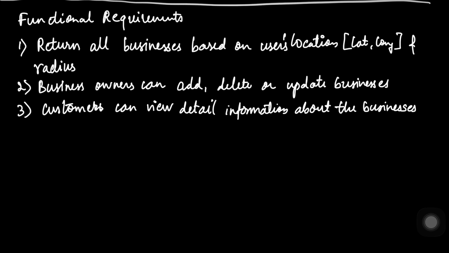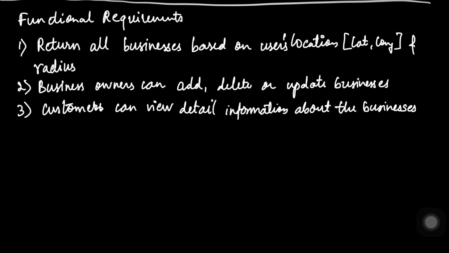The third functional requirement would be the customers, which when they click on particular businesses, let's say there is a customer who comes on the application, selects his radius, and based on his latitude and longitude, we find all the businesses near to him. Once he finds all the businesses, let's say he clicks on one of the business. So when he clicks on the business, we want all the information about the business to be loaded.